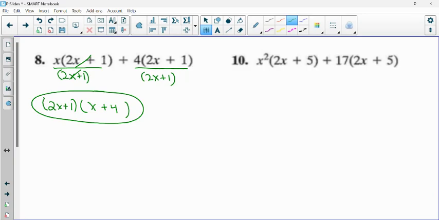All right, for number 10, what would be our GCF? Good, 2x plus 5. That's going to go in front of our one set of parentheses. We divide everything by 2x plus 5.